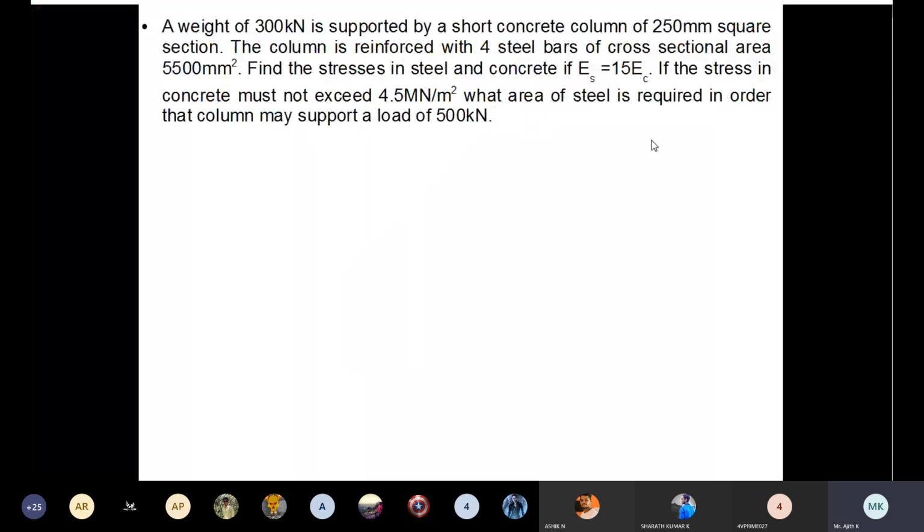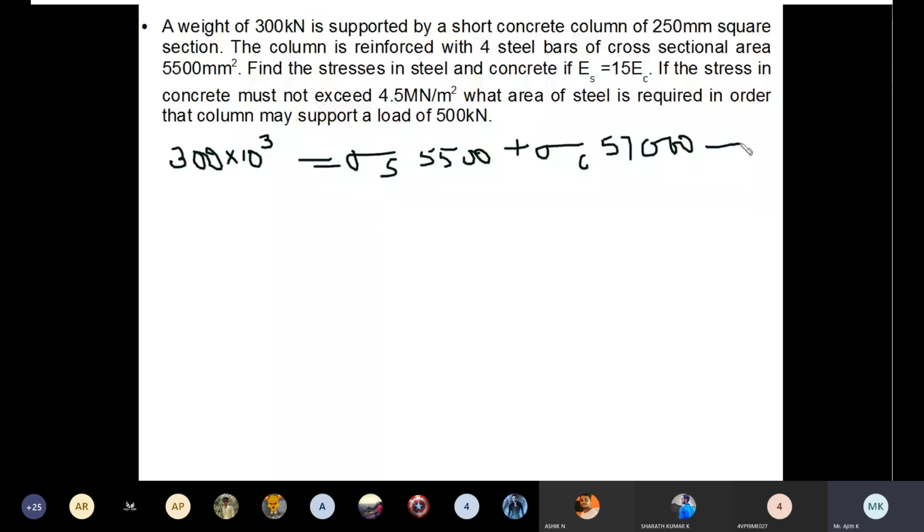So equation number 1 was 300 into 10 to the power 3, I'm writing equation number 1 again, is equal to sigma S into 5500 plus sigma C into 57,000. This was equation number 1. In this equation, you have to change the load value. Instead of 300, you have to use 500. In the second sub question, instead of 300 kilonewton, the load given is 500 kilonewton.